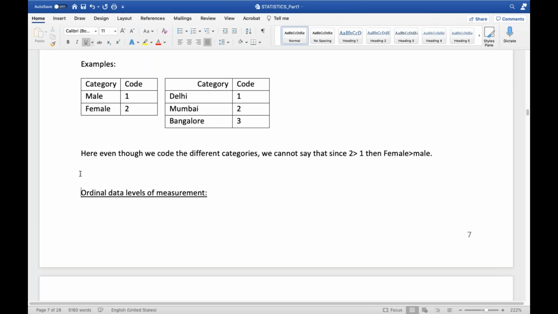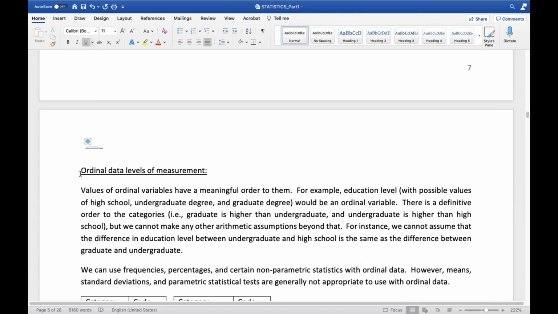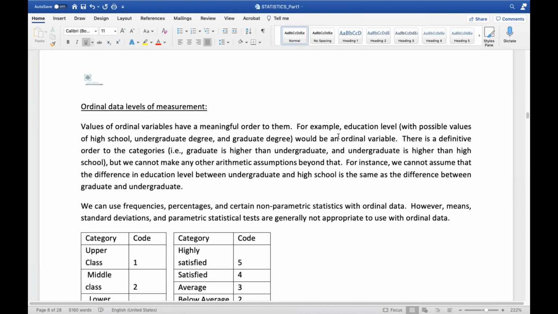So let's go with ordinal data measurements. Ordinal, in the sense, there is some order. The values of ordinal data have some meaningful order. For example, education level: 10th class, high school level, graduate level, postgraduate level, and PhD level. There is some kind of order, right?